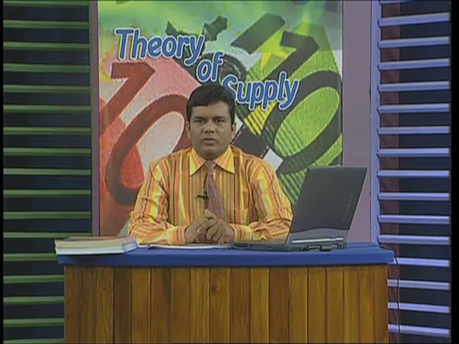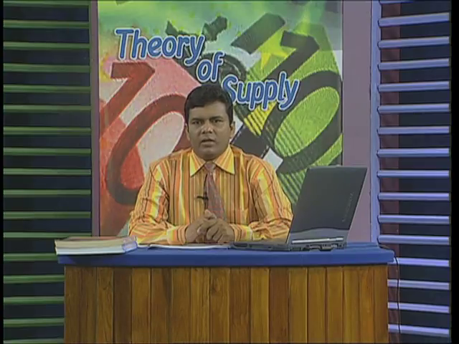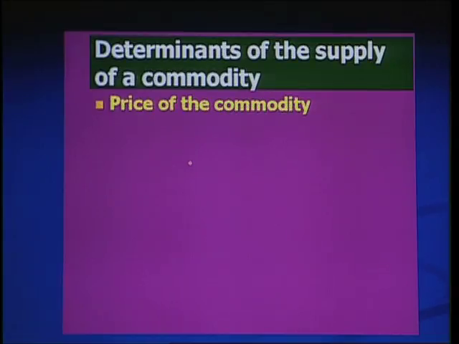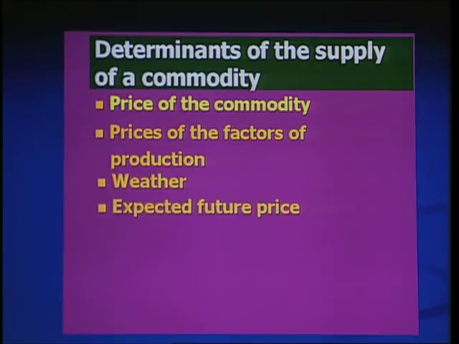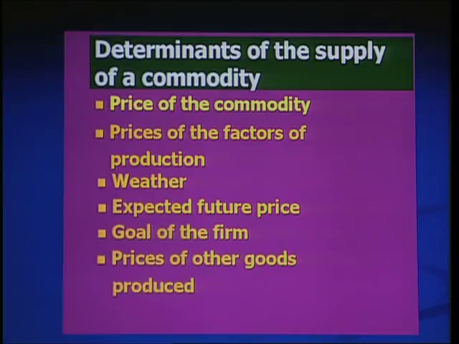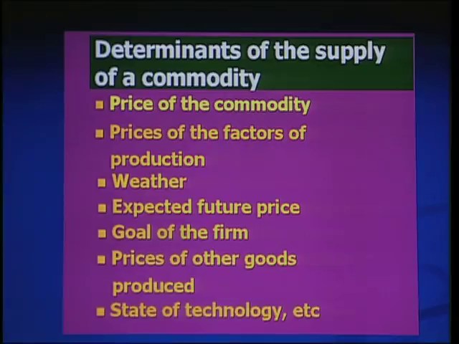Now let me introduce you to the determinants of the supply of a commodity. The determinants of supply are the price of the commodity, prices of the factors of production, weather, expected future price, goal of the farm, prices of other goods produced, and the state of the technology, etc. We can see here the price of the commodity is the prime determinant of the supply of the commodity.